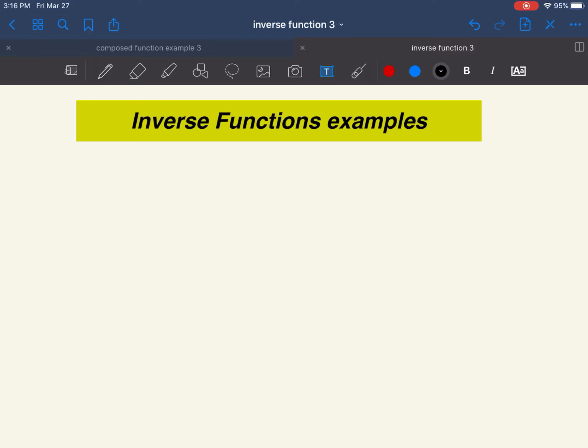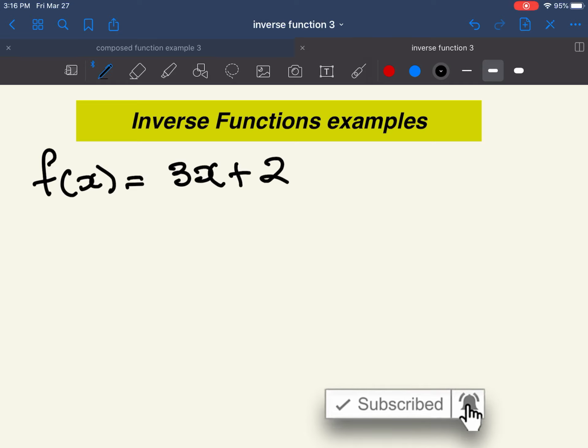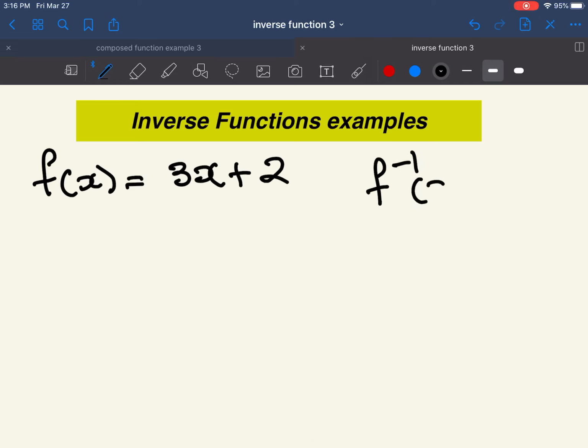Hello, in this video I'm going to present another example of how to find inverse functions. The first example is the function f(x) equals 3x plus 2, and the task is to find the inverse of the function. Remember, we write y equals 3x plus 2.